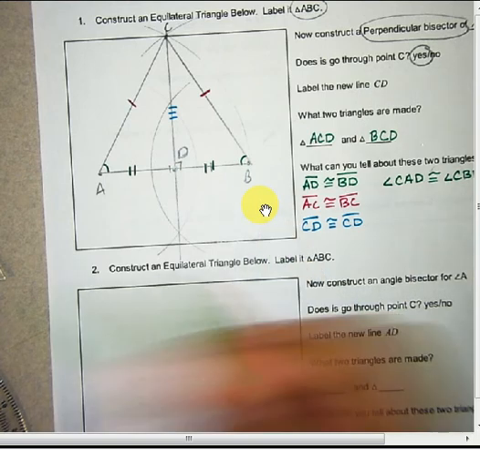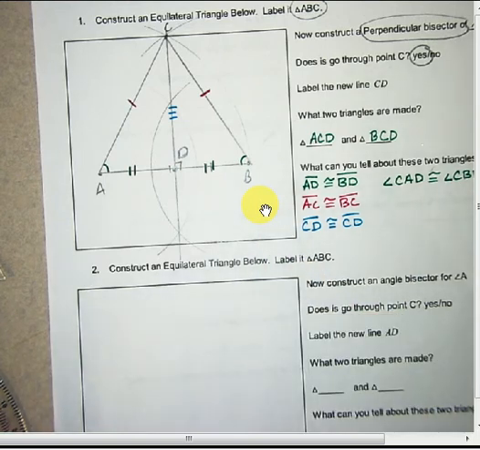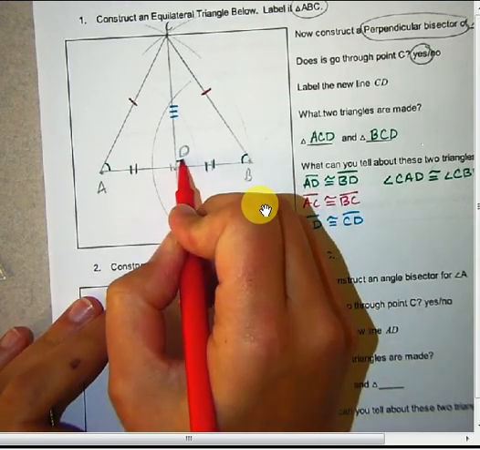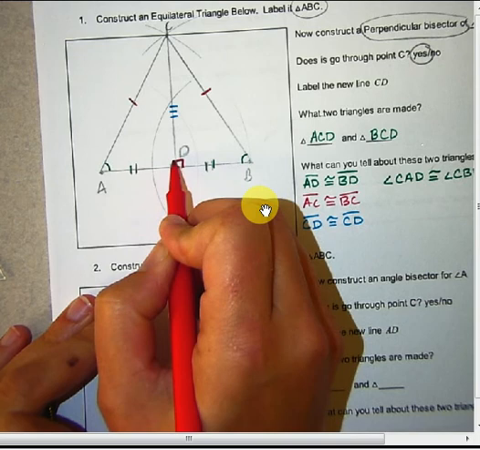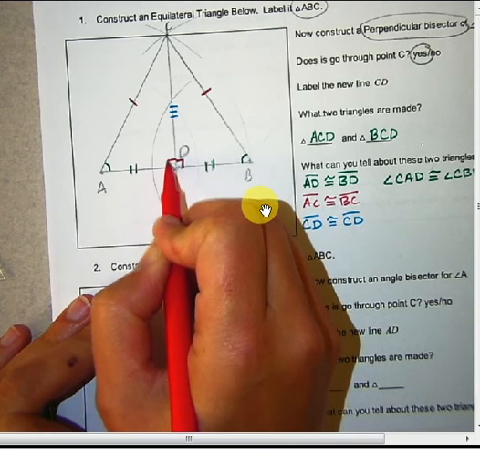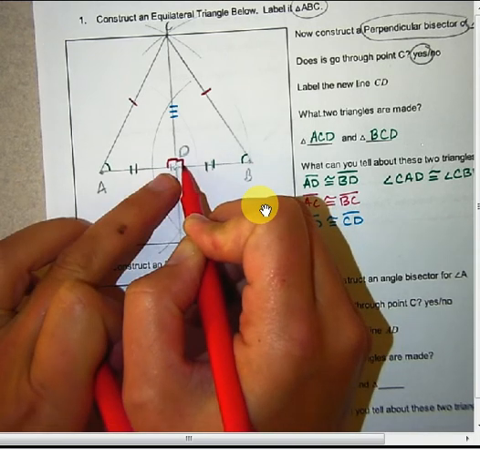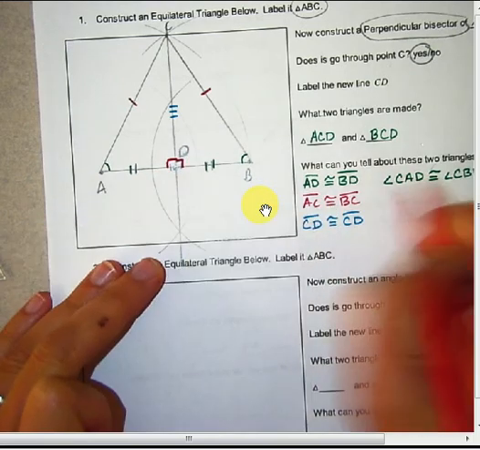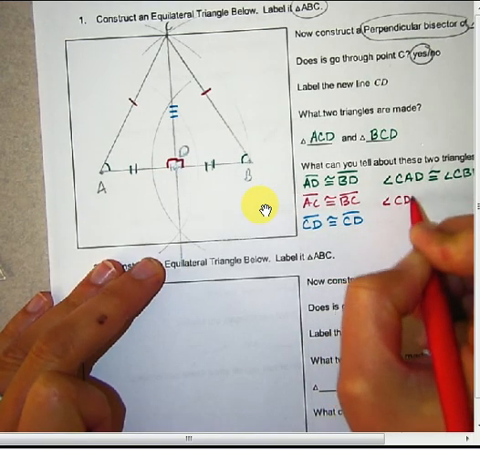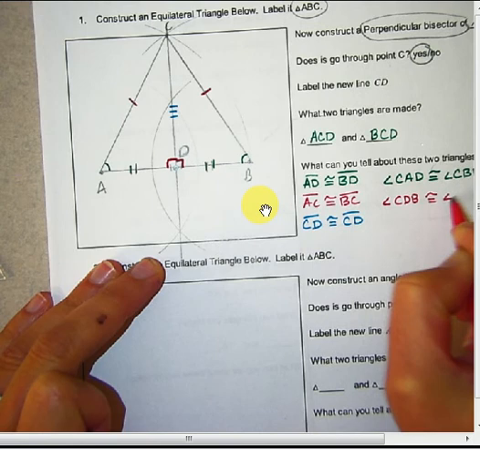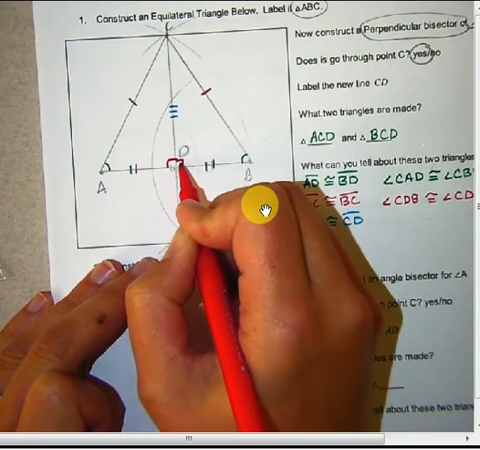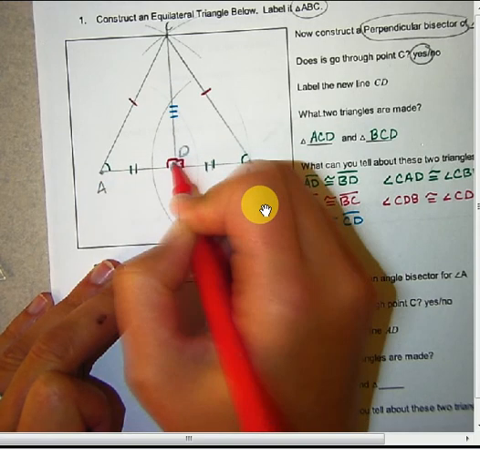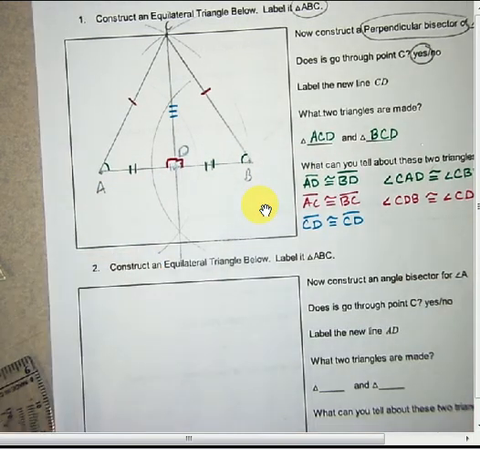All right, so those two are congruent. Also, I've got another thing right here. This is a perpendicular bisector, right? So angle CDB is going to be the same right here as this one. These are both 90-degree angles on each triangle. So angle CDB is congruent to angle CDA. CDB is this one. CDA is this one. So those are the same.